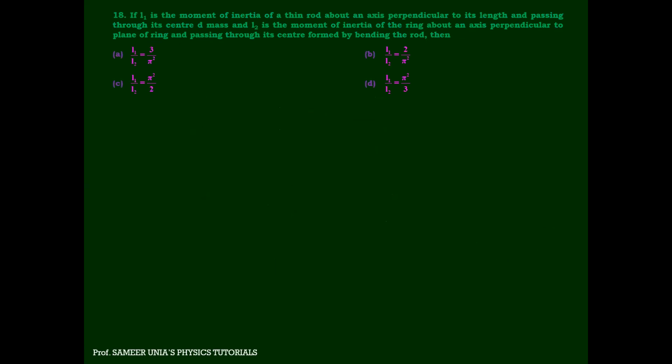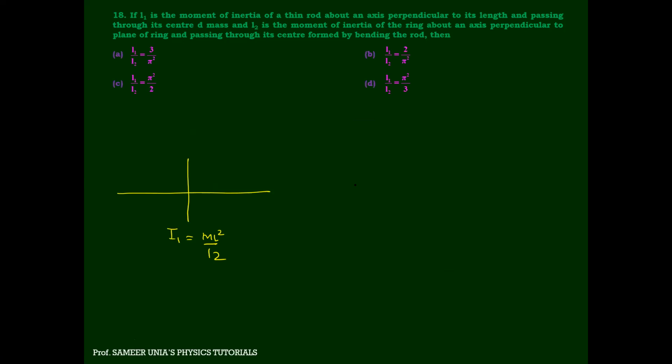Finished. If I1 is the moment of inertia of a thin rod about an axis perpendicular to the plane, कितना रहेगा? Come on. Rod का moment of inertia क्या होता है? बोलो यार. ML square by 12. ये हो गया I1. I2 is the moment of inertia of the ring about an axis perpendicular to the plane of the ring and passing through the center by bending the rod.